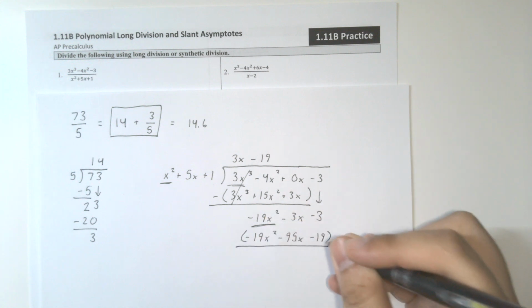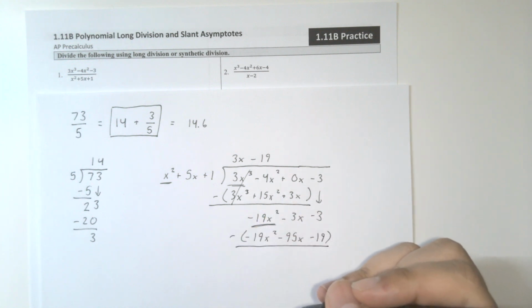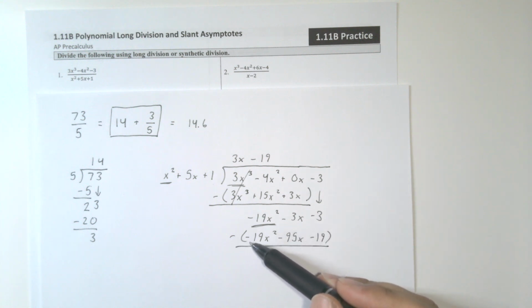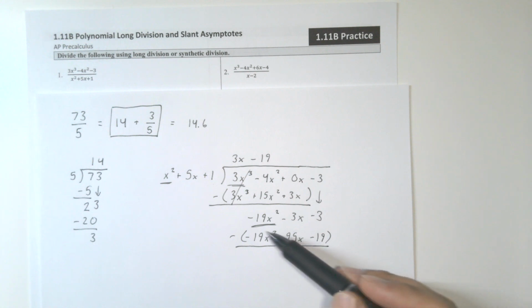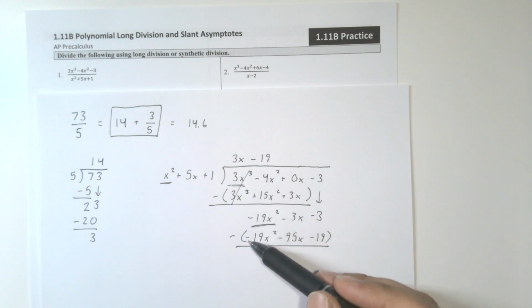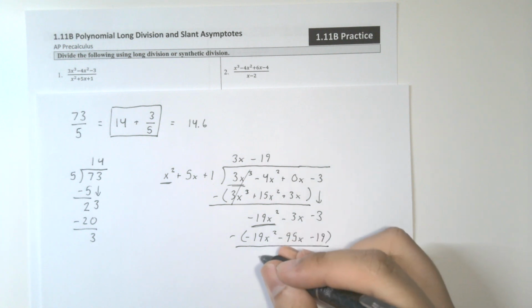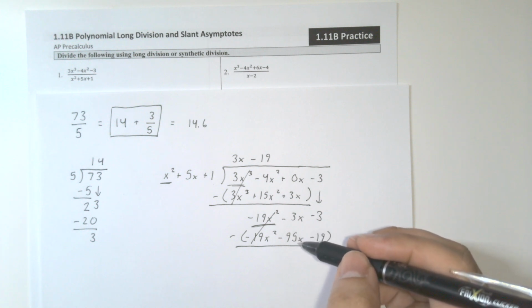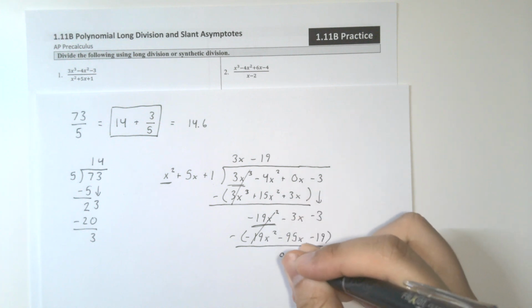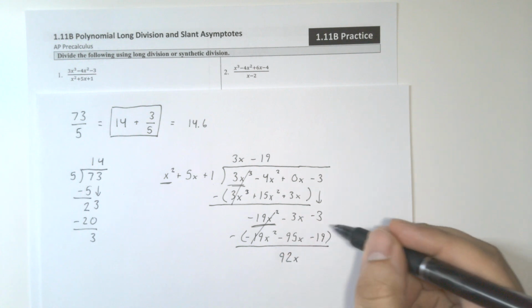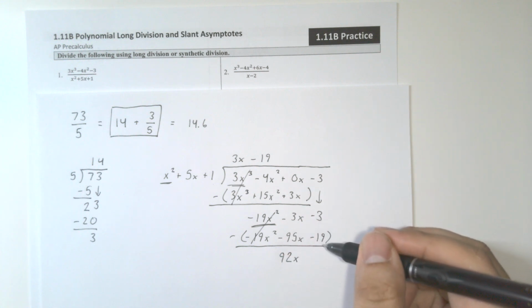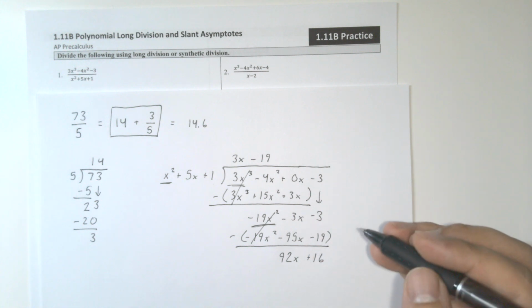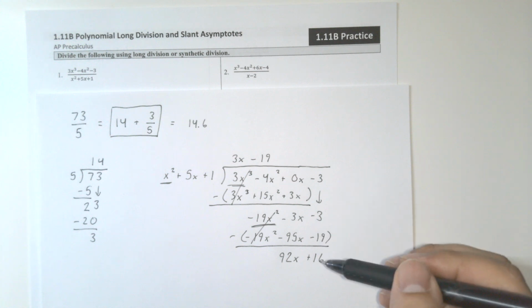And so now we put parentheses around all of this, and we do subtraction. And so be mindful of this negative out here in front. What that's going to do is flip the signs for each of these. So we have negative 19x squared plus 19x squared, which is going to cancel out. And we have negative 3x plus 95x. So that's going to be positive 92x. And then we have negative 3 plus 19. So that's going to be positive 16. And now, since we don't have any other stuff to bring down, we're done.